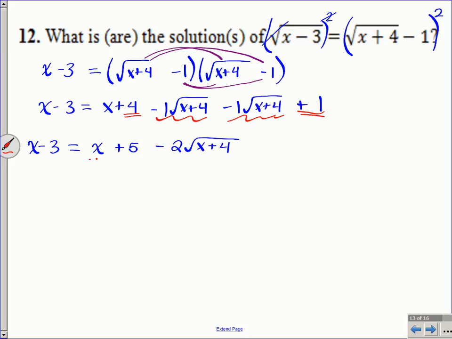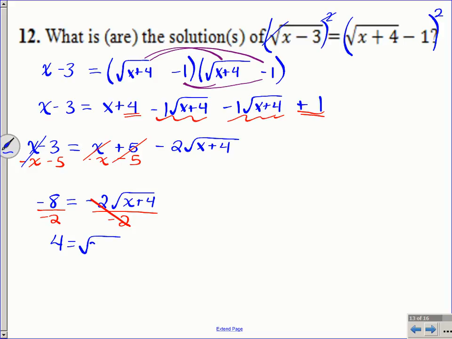So that means we need to subtract this x over to the left and subtract this 5 over to the left. And when I do that, I get negative 8 equals negative 2 times the square root of x plus 4. All right, well, divide off that negative 2 again to continue isolating the radical. And I get a positive 4 equals the square root of x plus 4.